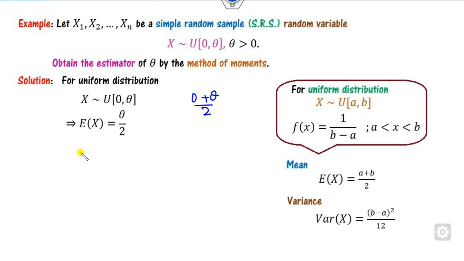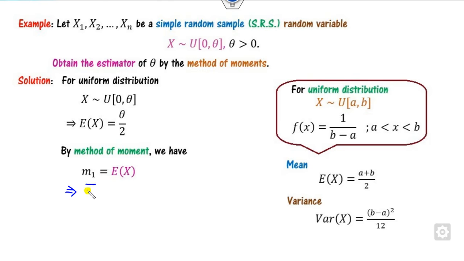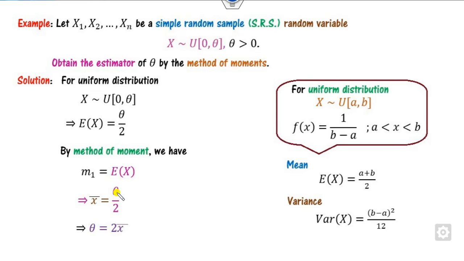Now since there is only one unknown parameter, by the method of moments we can equate this, which is nothing but x bar. So can you find the value of theta from here? You will get this as the required answer. There is no need of the variance in this case.